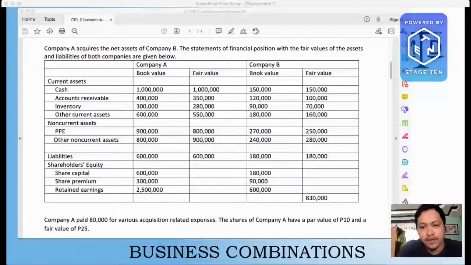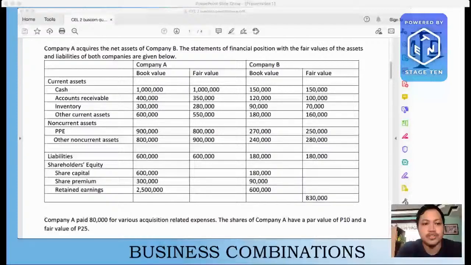Following PFRS 3, class, everything will be valued at fair value. The consideration that will be given by the acquirer is also measured at fair value. The non-controlling interest, which we have not mentioned last time, but which will be a significant and important portion of our discussion later on, is also to be measured at fair value. But at this point, what is important, class, is for you to know that everything is to be measured at fair value when we are dealing with business combination.